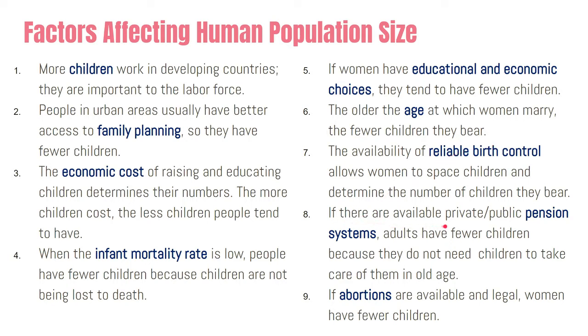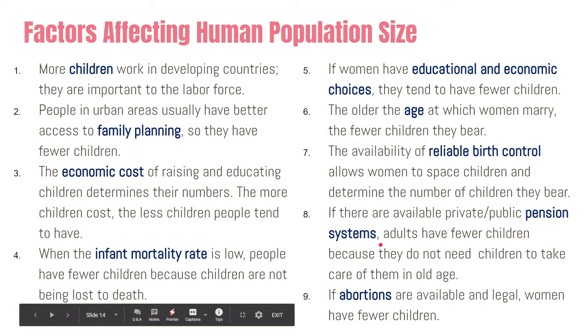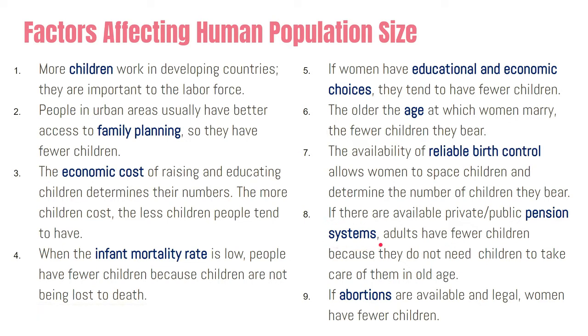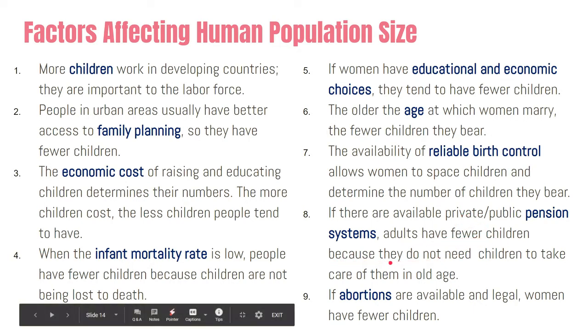If there are available private or public pension systems, so these are for those who have already retired and are no longer part of the labor force, but they still receive pensions, either from the government, public, or from insurance companies, adults will have fewer children because they do not need children to take care of them in their old age.